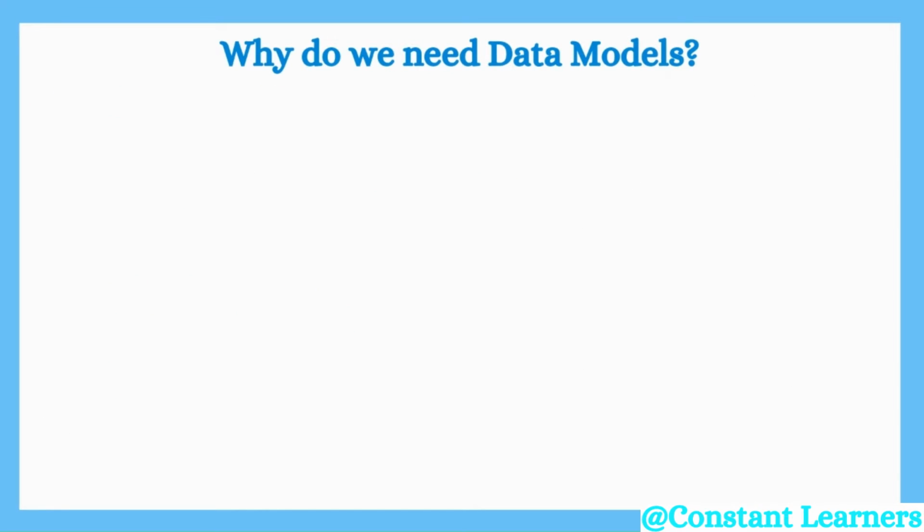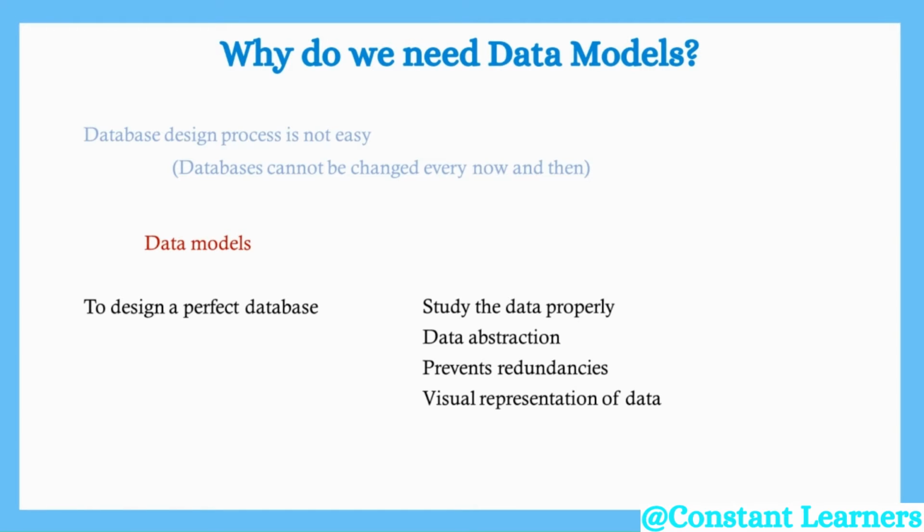Let's discuss why exactly we need data models. Now, we know that the database design process is not easy. Once the database has been designed and we've started storing data inside it, this design cannot be changed every now and then. We can make a few modifications, but we cannot change the entire structure of the database. So there are certain aspects that we need to consider before we design a perfect database. And data models help us take care of these aspects so that we can have a perfect database.